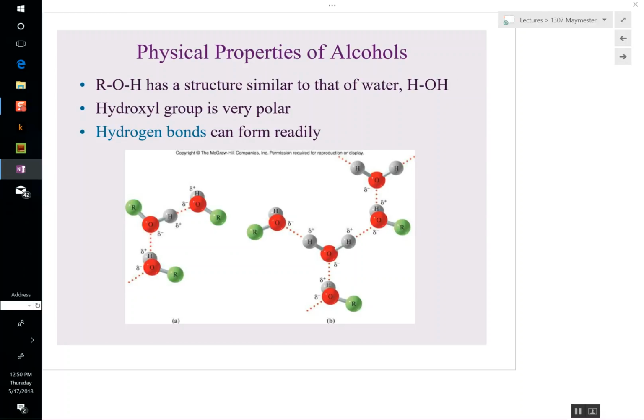In chapter 10, we said that alkanes, alkenes, alkynes, and aromatics are all nonpolar. Well, now I'm going to get into some molecules that are polar. And why are they polar? Because this bond is polar. The oxygen-hydrogen bond. In 1305, hopefully your instructor got through to you on the fact that water is a polar molecule. And it's polar because oxygen has a high electronegativity, hydrogen has a low electronegativity.